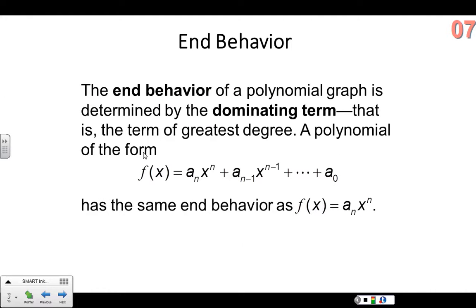End behavior is very important with polynomial functions. The end behavior of a polynomial graph is determined by the dominating term, the leading term, that is, the term of greatest degree. A polynomial in the form f of x equals a sub n x to the n plus a sub n minus 1 x to the n minus 1, and so on in descending order, has the same end behavior as f of x equals a sub n x to the n. So this term right here in the front makes the whole difference about the way that the polynomial's end behavior is.